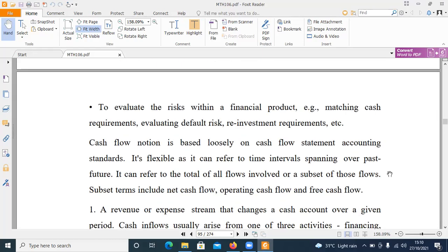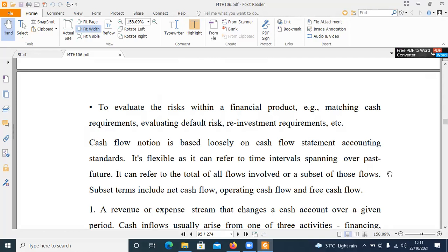So we can also use cash flow to evaluate the risk within financial products, whether a financial product is at risk or not. This includes matching each cash requirement, evaluating the deposit risk, reinvestment requirement, etc. The cash flow notion is based loosely on cash flow statement accounting standards.